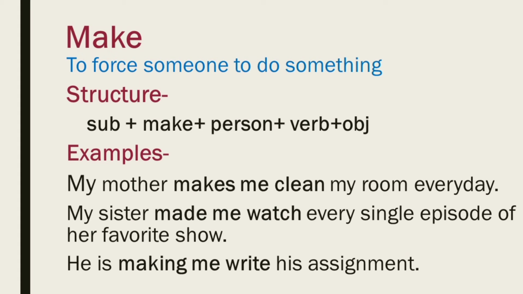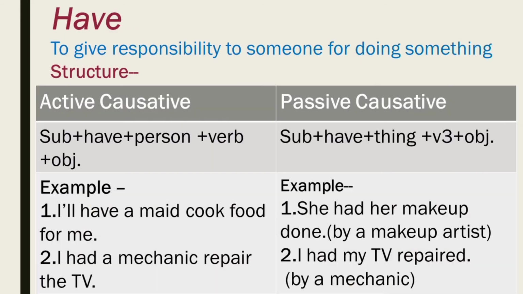Okay. So now we'll move on to the next one, that is have. Means to assign someone to do something. जब हम किसी काम को करने की रिस्पॉन्सिबिलिटी किसी और को देते हैं by paying them for that or by requesting them to do that for us. I hope you got the situation. Now we'll see the sentence structure.